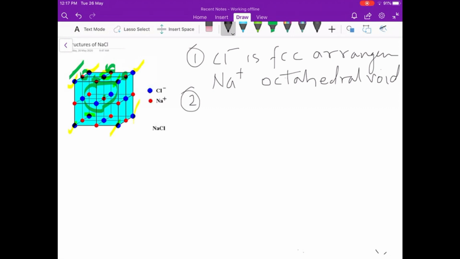If I really want to calculate the total number of chloride ions and sodium ions, here it is. For chloride calculation, 8 corners. As we know, 8 corners into 1 by 8 for each corner is equal to 1 chloride ion. Then we also discussed that chloride ions are also at the faces. There are 6 faces and one face is equal to half, so that is equal to 3. So the total number of chloride ions present in one unit cell of sodium chloride is 4.